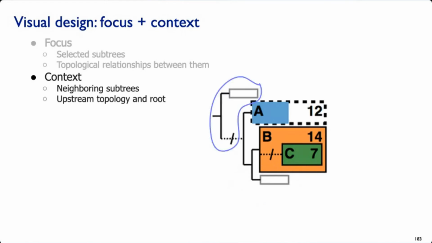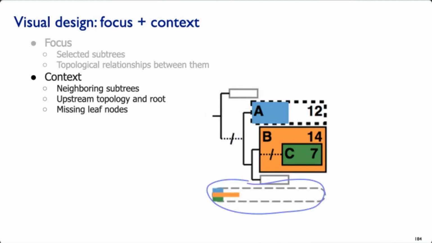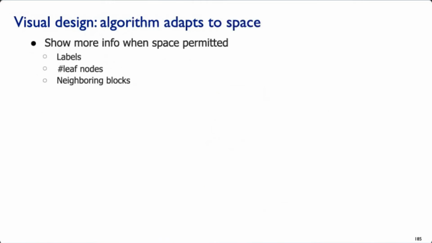Now we then show what the relationship between all these blocks is to some upstream root and try to show when there is additional context there as well. And if there are any missing leaf nodes, we actually have a little glyph for those on the bottom.